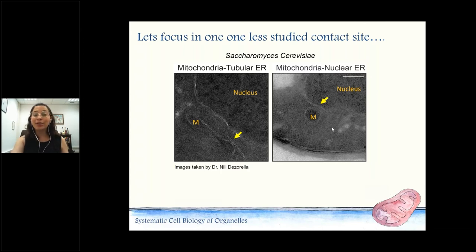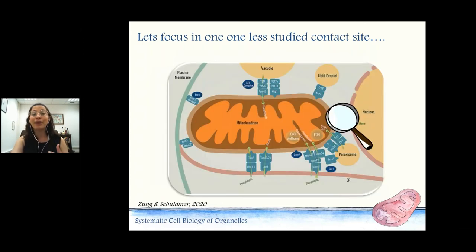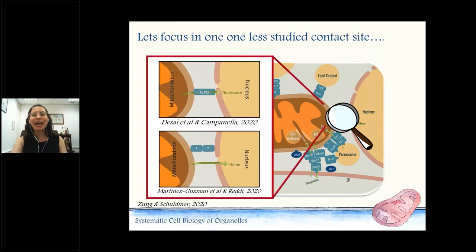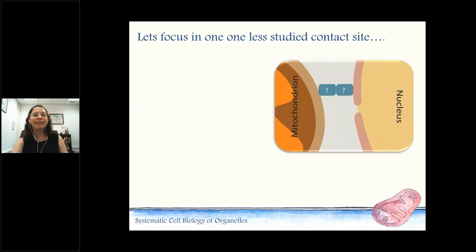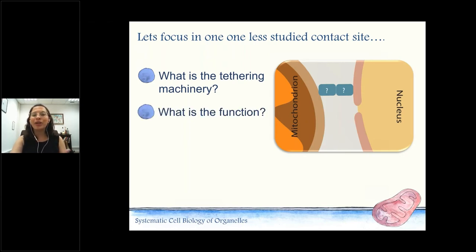But in recent years, it became clear that these mitochondria-nucleus contacts actually have special roles and special tethering machineries. For example, a role for the transfer of cholesterol was suggested in mammalian cells, and also a role for the transfer of heme was suggested for yeast. So Naama and I decided that we want to find what is the tethering machinery for these mitochondria-nucleus contact sites in our model organism, yeast. And we also wanted to understand what is the function for these contacts.